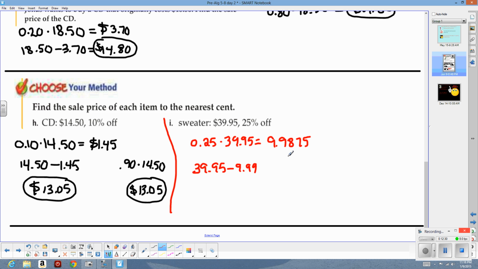So $29.96. Now if you want to use the shortcut method, if it's 25% off, that means you're going to pay 75% of the price. So 75 hundredths times the price of $39.95. That should get you right to the final selling price of the sweater of $29.96.